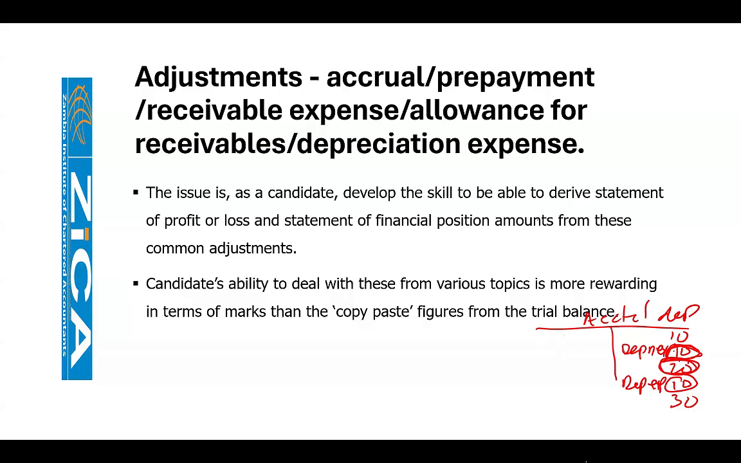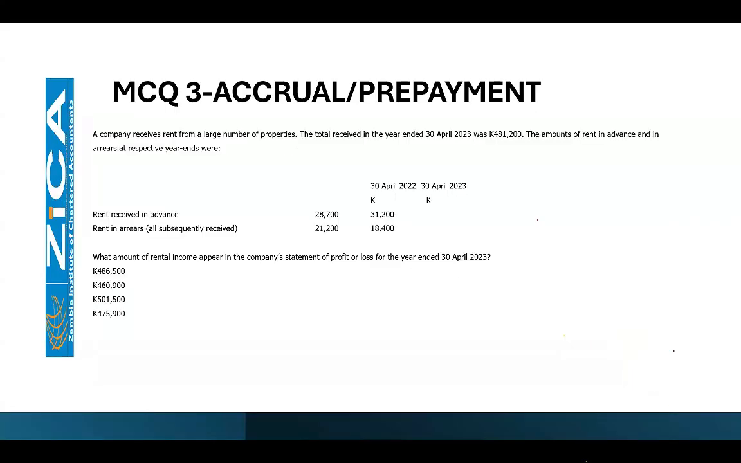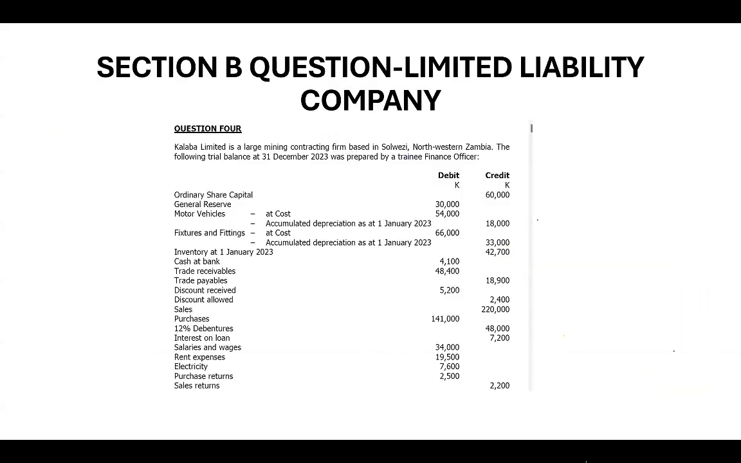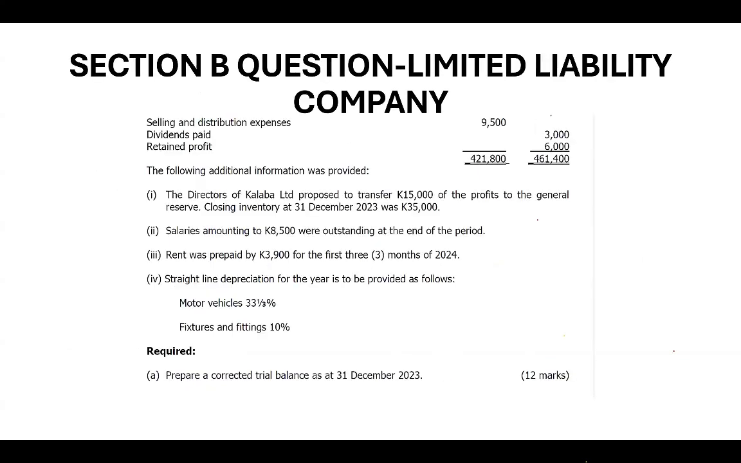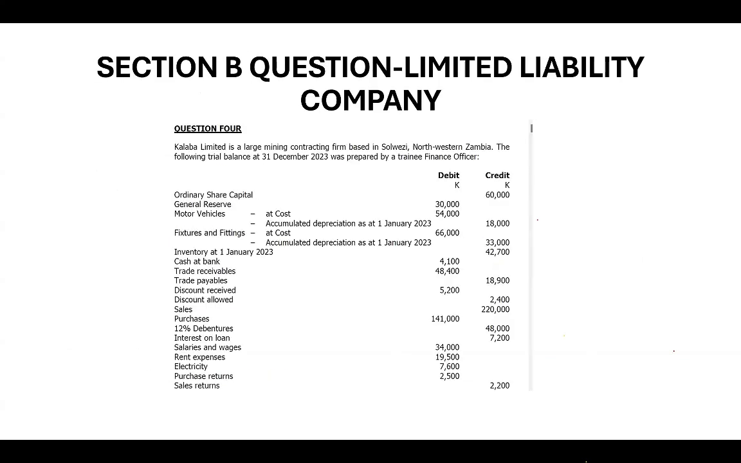Okay. So for example, let me just take you, we conclude the matter of depreciation. This is a trial balance for Calabar. I'll just take one. This is the cost of an asset, 54,000, motor vehicles. Then the accumulated depreciation is 18,000. And you are even reminded that it is as at 1st January, the year end is 31st December. So this is at the start of the current year. That's the total depreciation the asset has suffered.